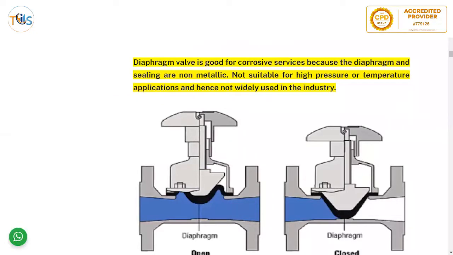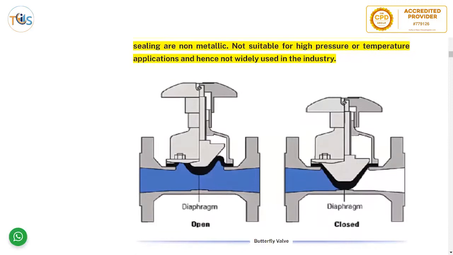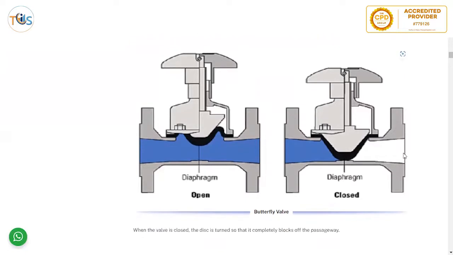A diaphragm valve moves up and down, opening and closing the flow. A diaphragm valve is good for corrosive service because the diaphragm and sealing are non-metallic. Because they are non-metallic, they are not suitable for high pressure or high temperature applications, and hence not widely used in the industry. As you can see, push the diaphragm and it closes the flow, and then you push it up and it opens.